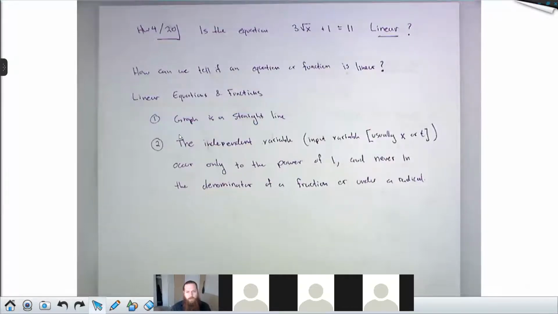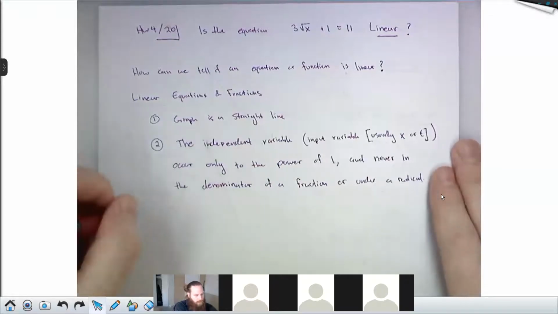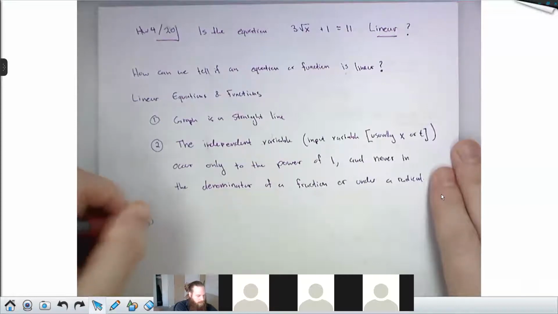If you don't have the graph, if you just have to look algebraically, the thing to look for is that the variable in question occurs only ever to the power of 1, meaning there is no x squared or x cubed. There is no x to the 1/2 or x to the 3/4. There's no x to the -1, or variables downstairs, like 1/x or 1/(x+5). Anything like that would be nonlinear. So the following are linear.